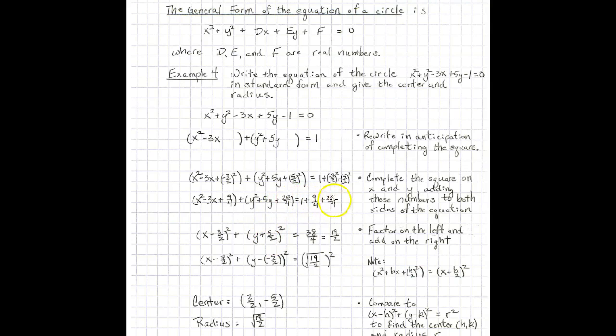Then I just have to simplify my right-hand side to turn it into one constant. So your common denominator here is 4, so you end up with 38/4 or 19 halves. So when you put that into the standard form of the equation of a circle, you get x minus 3 halves squared plus y plus 5 halves squared equals square root of 19 over 2 squared. So you can see your radius is square root of 19 over 2. And your center is 3 halves, minus 5 halves.